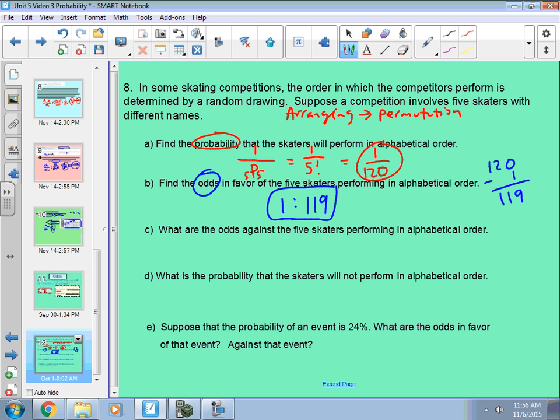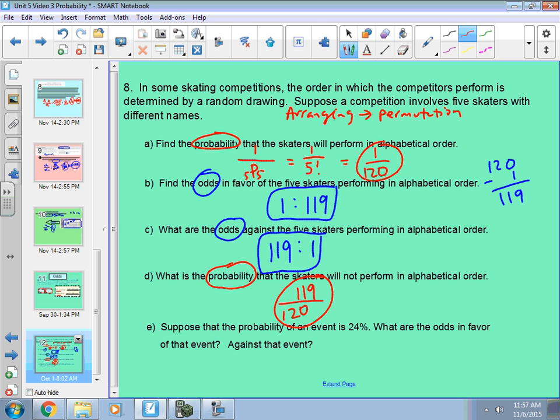Okay, C. What are the odds against the 5 skaters performing in alphabetical order? Again, it's an odds question, but this one is against. So that would mean we're looking for the number of ways they're not going to be in alphabetical order, 119, to the alphabetical order, which would be 1. So it's just changing the order of those odds. All right, D. Notice it says probability that the skaters will not perform in alphabetical order. Well, not performing in alphabetical order would be 119 ways over the total, which we know is 120. So that would be the answer there.